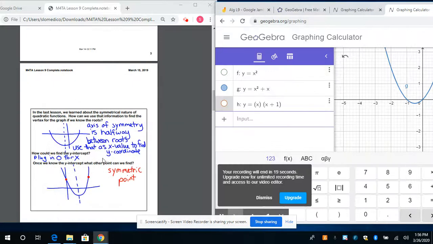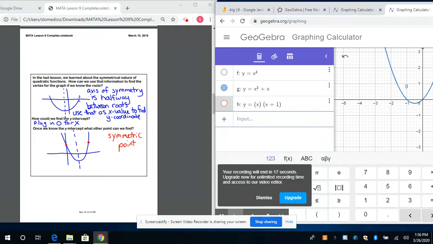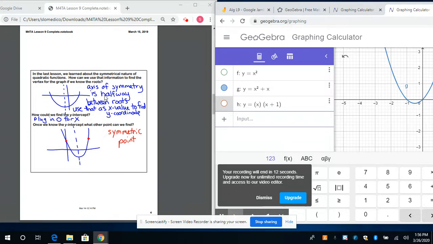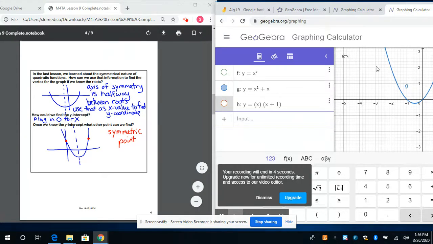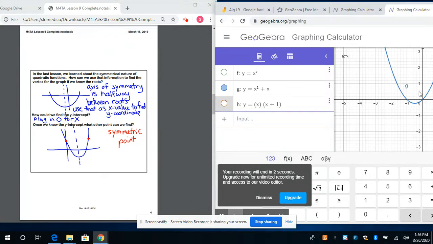Okay. All right. In the last lesson, we learned about the symmetrical nature of quadratics. How can we use the information to find the vertex? So axis of symmetry is halfway between the roots. Use that as the x value to find the y coordinate. So again, you can find the x value of the vertex, which is in between those two roots. It's kind of like the midpoint of those two roots.